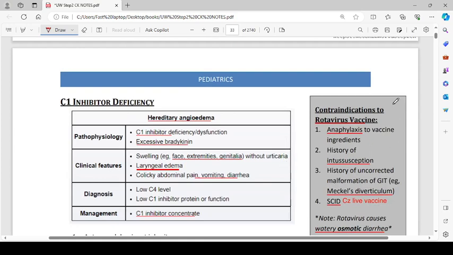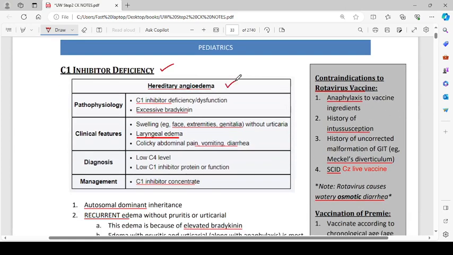The next thing is C1 inhibitor deficiency. It is a complement dysfunction that may result in hereditary angioedema. Pathophysiology: C1 inhibitor deficiency or dysfunction will lead to excessive bradykinin, because the C1 inhibitor is responsible for the breakdown of bradykinin. If that is not there, the person is going to have excessive bradykinin levels, and that will result in hereditary angioedema.